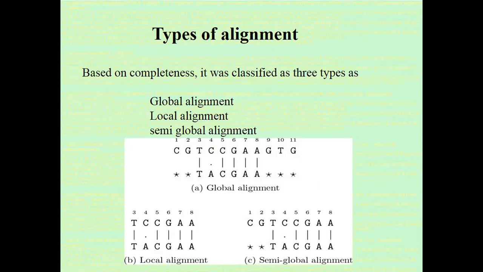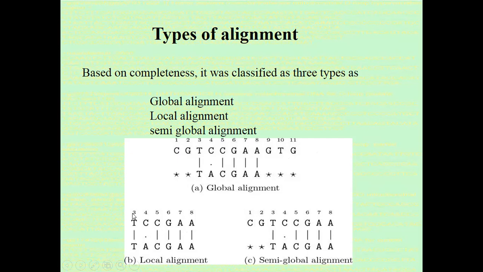Types of alignment based on completeness are classified into 3 different types known as global alignment, local alignment, and semi-global alignment. We already discussed global and local alignment. Here we have an example: in sequence 1 there are 11 nucleotides, from 1 to 11. However, sequence 2 has only 6 nucleotides. For global alignment, we have to add gaps here and align the whole first sequence with the second sequence, that is the global alignment.